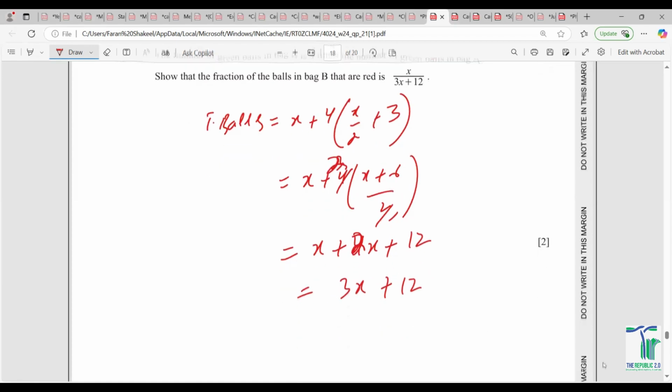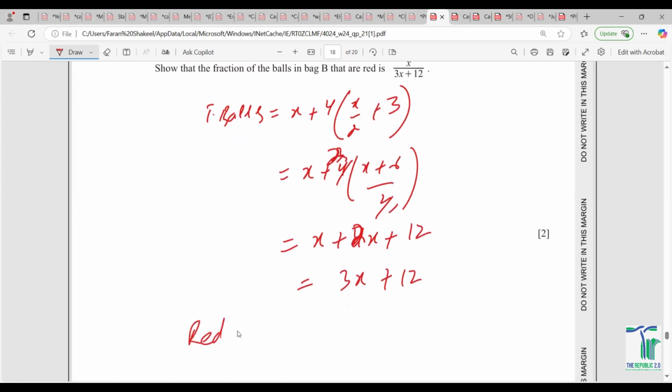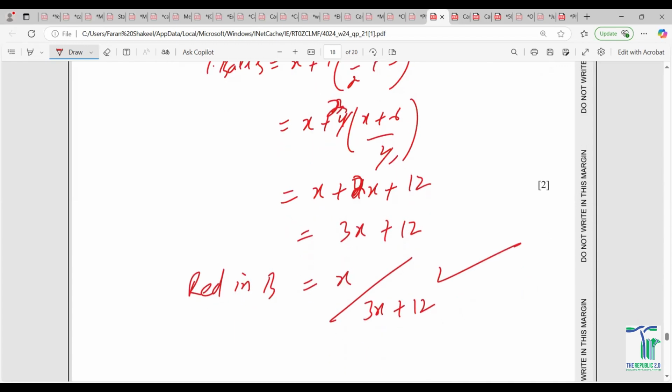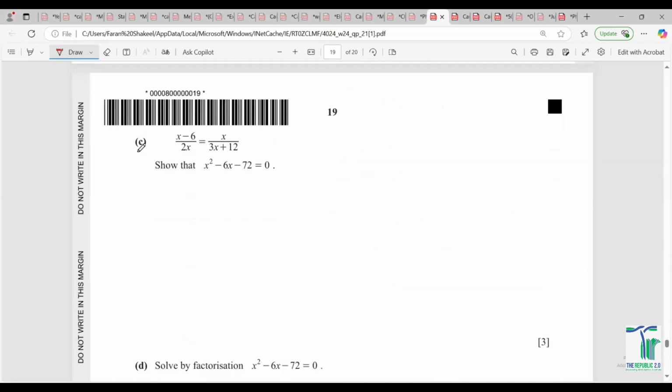Now the fraction of the red balls, since the red balls over here in bag B is x, divided by the total number of balls, which is 3x plus 12. So that is the fraction that we're looking for, right? Now we've got x minus 6 upon 2x equals x upon 3x plus 12. We just need to cross multiply, and I would be having x minus 6 times 3x plus 12 equals 2x squared, right?